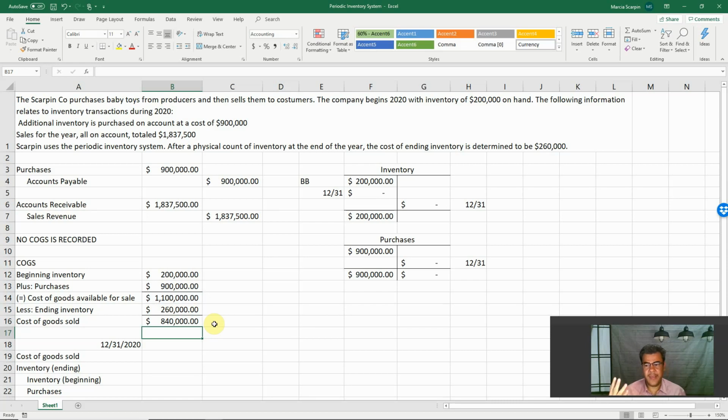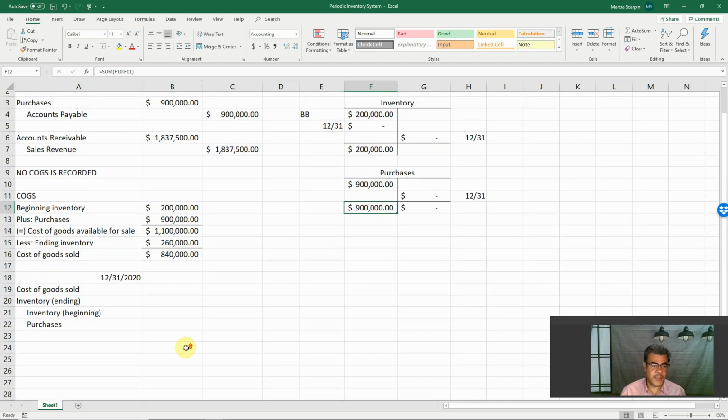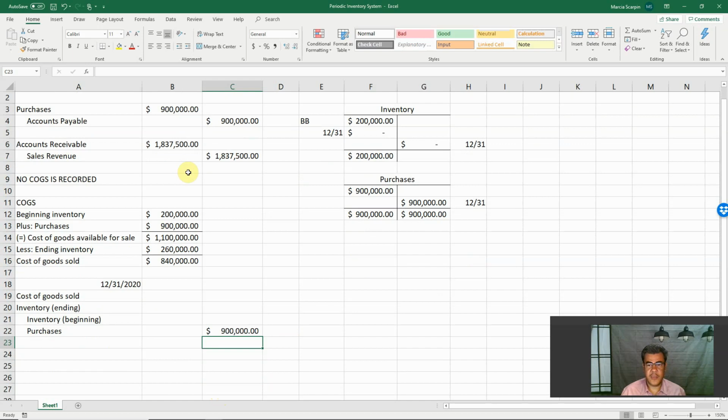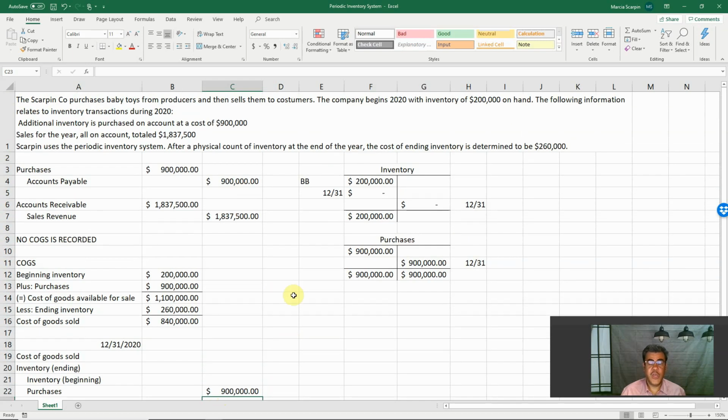However, okay, this is beautiful. However, we have a problem here. Our inventory ending balance here is 200. It's wrong. Purchases 900. It is a temporary account, so we must close it. And we have no cost of goods sold. So let's do it. We need to close our purchases. So if we have a debit here, we must credit it. Let's close it. Perfect.